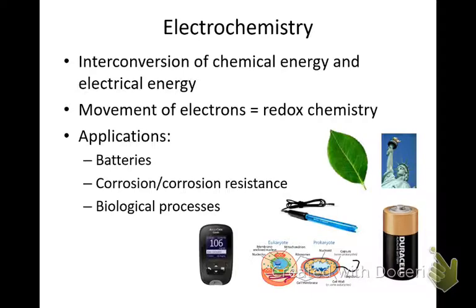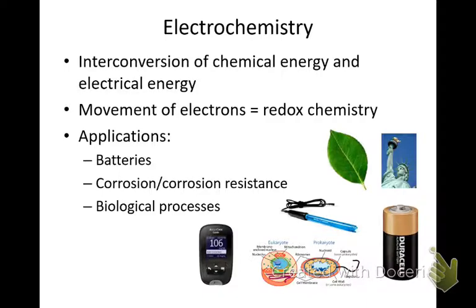And if we think about chemistry and we're moving electrons around, that is redox chemistry, oxidation and reduction. So where might you find electrochemistry? Pretty much everywhere. Batteries are electrochemical cells. The idea of corrosion or oxidation, like why is the Statue of Liberty green? Why do things rust? How do we keep things from rusting?